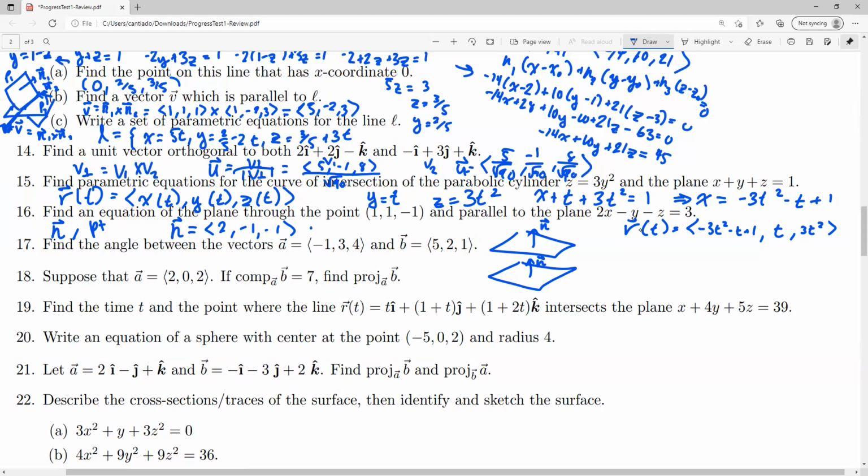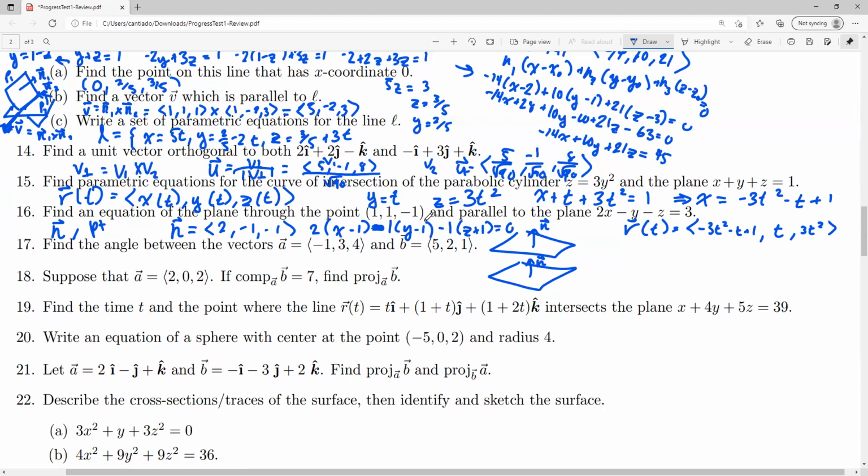So you go ahead and follow this formula. The component of the normal vector times x minus this point, plus, oh, this would be minus 1, sorry, minus 1 times y minus 1, and then minus 1 times z plus 1 is equal to 0. And then right there, that's your answer. Right? Very, very straightforward for this one.